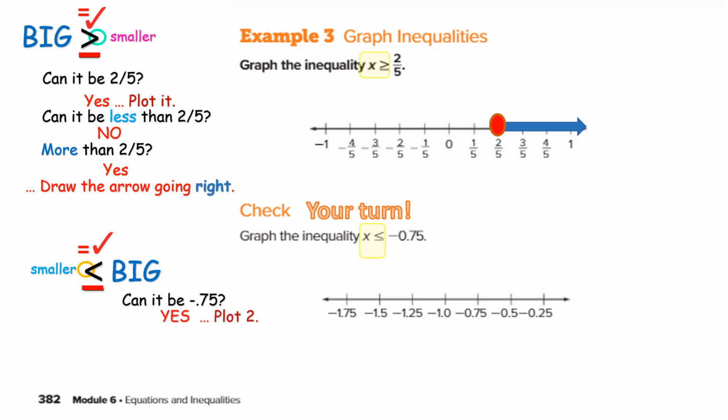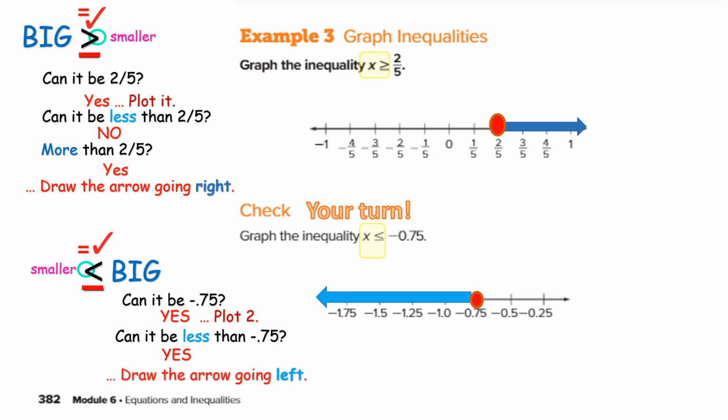I have to plot it. So I plot negative 75/100. I find it on my number line. I put my circle and I fill it in. Since it can be equal to, now I ask, can it be less than? That's a yes as well because the arrow is pointing to it. Since it is less than, then that means I'm going to shade which direction? Hopefully you shaded to the left because that's where everything that is less than is located.